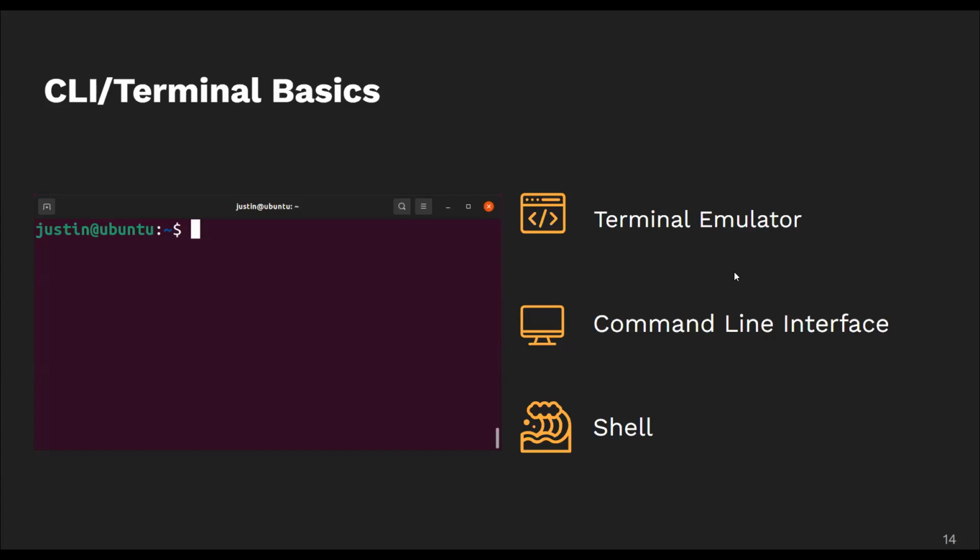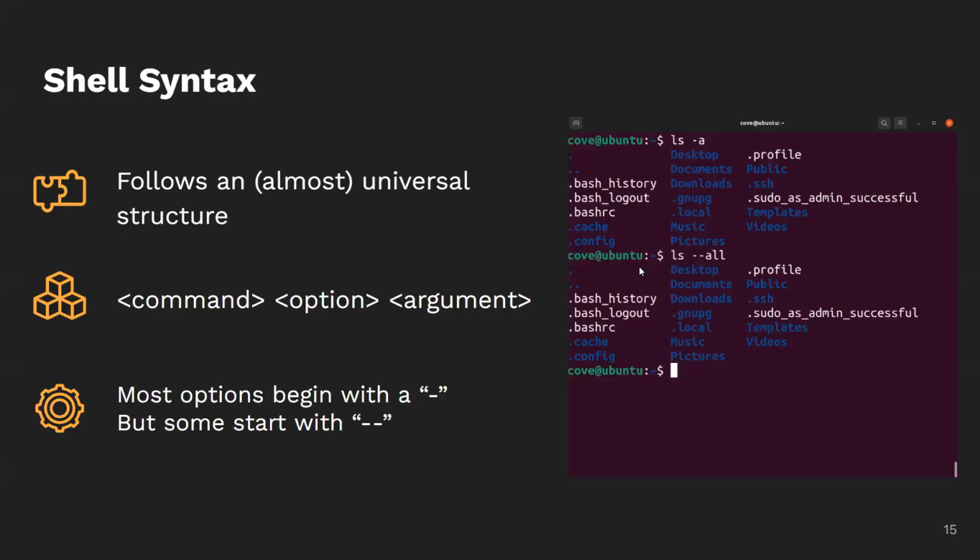Now I'm going to go over some basic syntax for the shell. It's going to follow an almost universal structure of the command you want to run, the options or flags that you want to use with the command, as well as the argument. When I say argument, I mean something like a file or a directory.